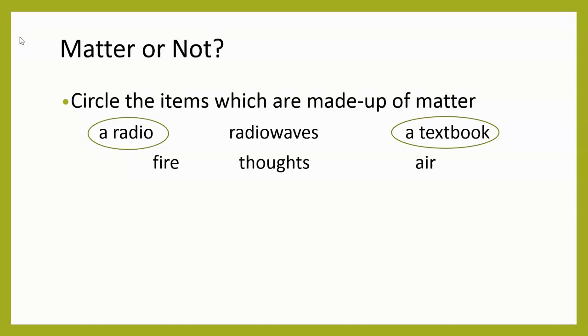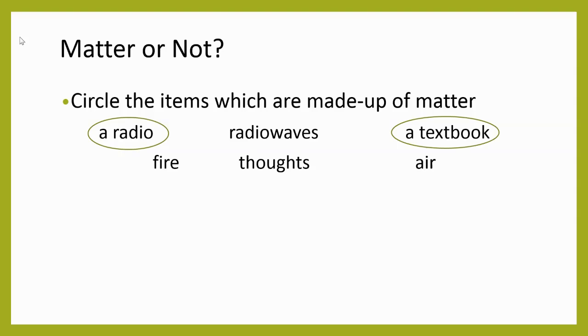Now, fire. This is an interesting one that often gets confused. So fire seems to take up space, or it occupies space, but it doesn't really have any mass. So fire actually is not matter. Now, the thing that is burning, the wood, the charcoal, whatever, that is matter. But the actual flames themselves, those are not matter. That is just evidence of a chemical reaction occurring.